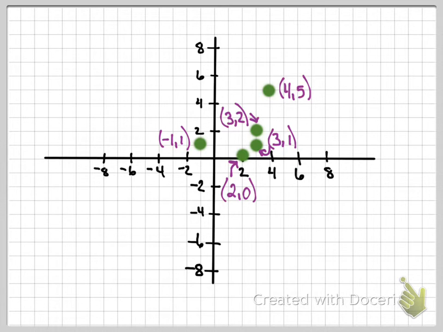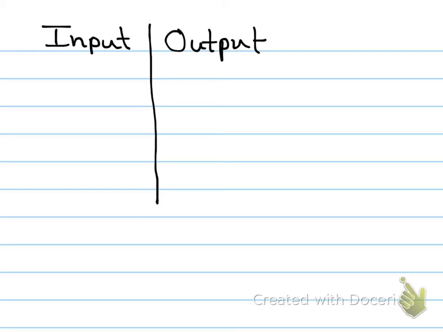Now, the second way that you can represent a relation, using the same sets of ordered pairs, is through a mapping diagram. With a mapping diagram, I'm going to list them as my input and output values. I'm just going to make a chart, my input and my output values, and I'm going to list them in order.